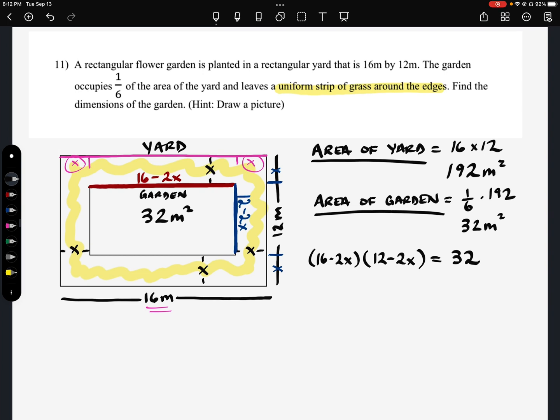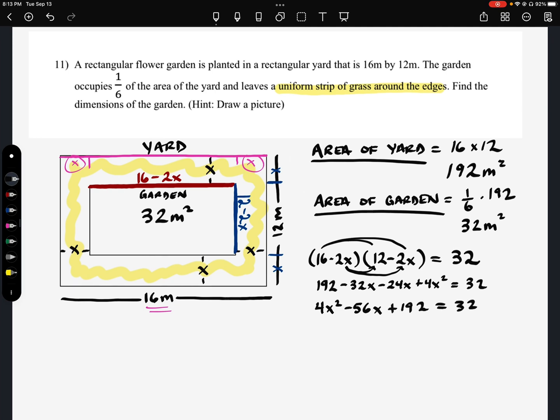Let's go ahead and FOIL this out. We'll end up doing 16 times 12, right, which should be 192. And then we'll do 16 times negative 2, which would be negative 32x. Negative 2 times 12 is negative 24x. And then negative 2x times negative 2x would be positive 4x squared. Okay, let's combine our like terms, and I'm going to flip it around. I'm going to call this 4x squared minus 56x plus 192 is going to equal 32.